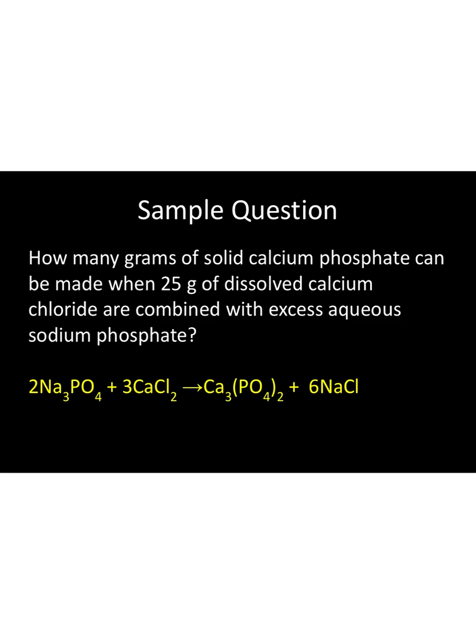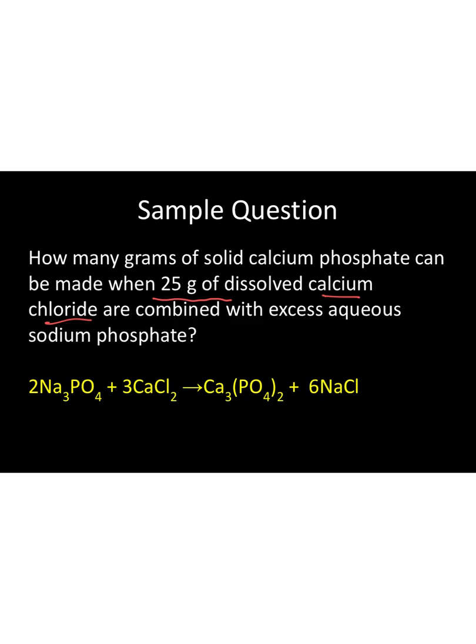All right, so read this problem and give this a try. See if you can use this example from the mole tunnel to make a calculation. It says how many grams of solid calcium phosphate can be made when 25 grams of dissolved calcium chloride are combined with excess aqueous sodium phosphate. All right, so a hint is start with your given. Take a look. That's 25 grams of calcium chloride. Give it a shot and then come back to the video and see how you did.